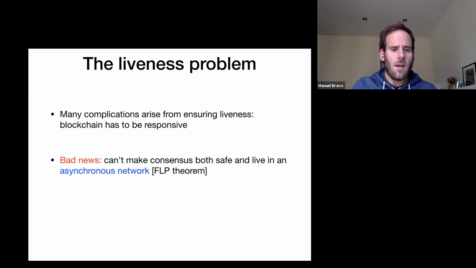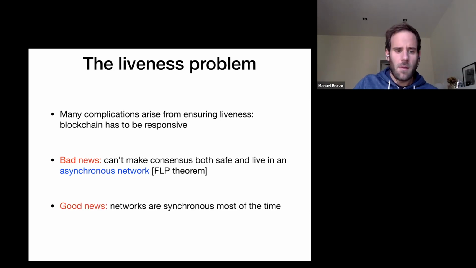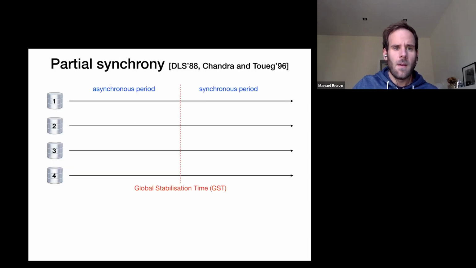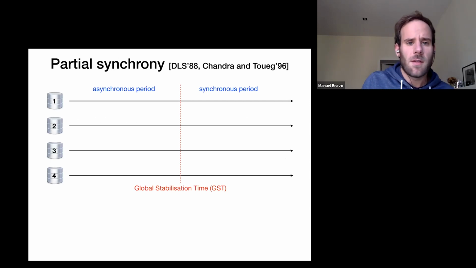While many are mostly concerned about safety, many of the complications actually arise from ensuring liveness. The bad news is that, as we know, we cannot make consensus both safe and live in an asynchronous network. But the good news is that networks are synchronous most of the time. So people usually make the compromise of providing safety always and liveness only under synchrony.